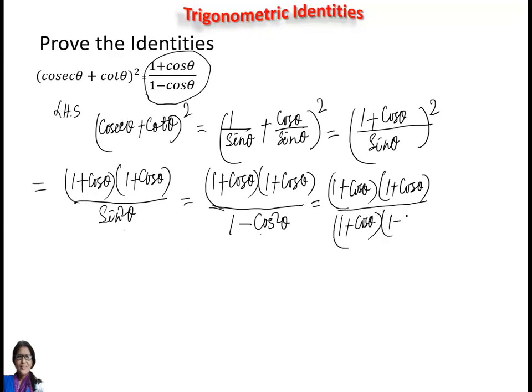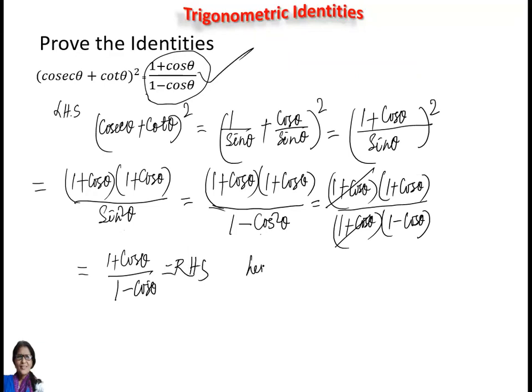This algebraic identity I applied, a square minus b square. What will be cancelled? Plus will be cancelled here. So what will be the answer? The answer is 1 plus cos theta by 1 minus cos theta. Are you getting the same thing as the RHS? Right hand side? Yes. So hence proved.